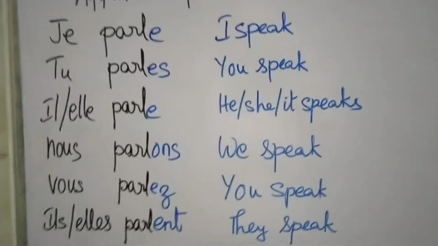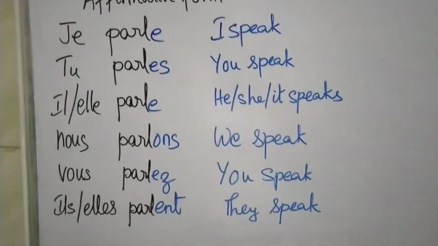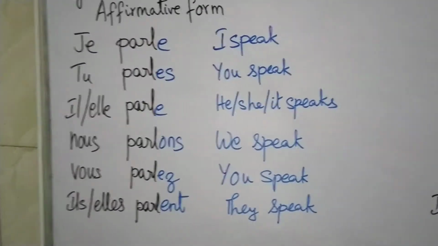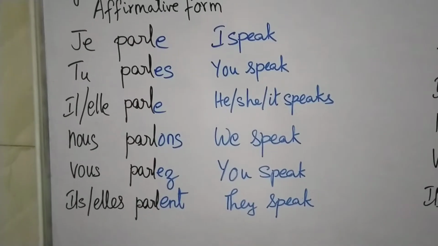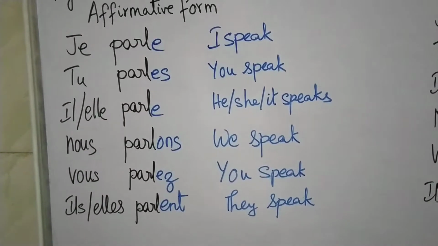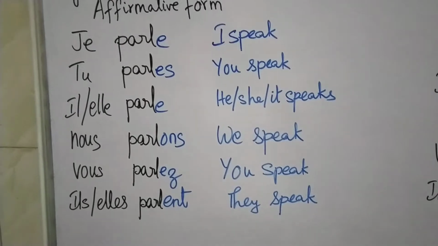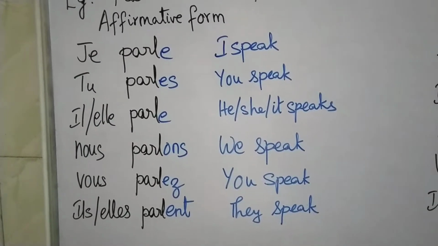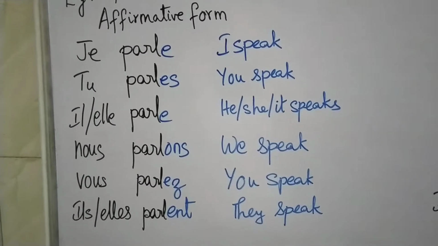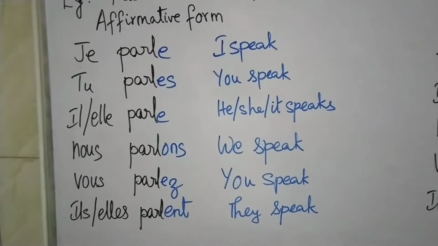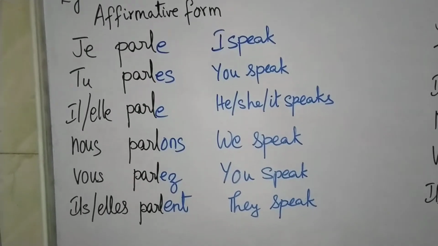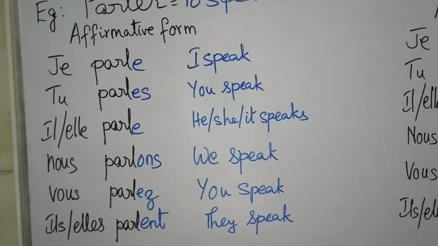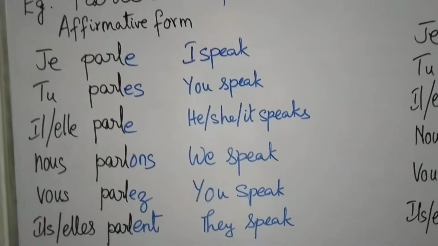So, the conjugated form of the verb parler in the present tense will be je parle, which means I speak. Tu parles, which means you speak. Il or elle parle, which means he, she or it speaks. Nous parlons, we speak. Vous parlez, which means you speak. And ils or elles parlent, which means they speak. So, this is the present tense, and this is the affirmative form of the verb parler.